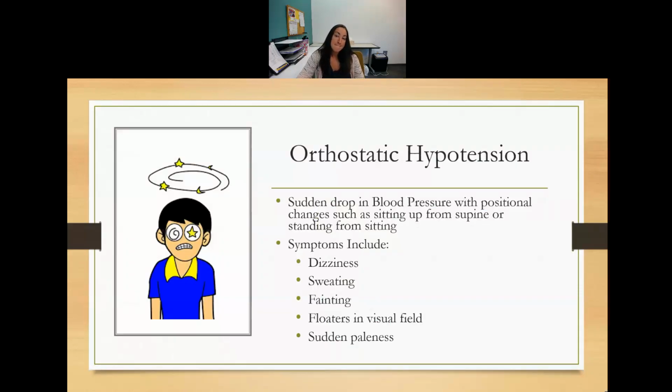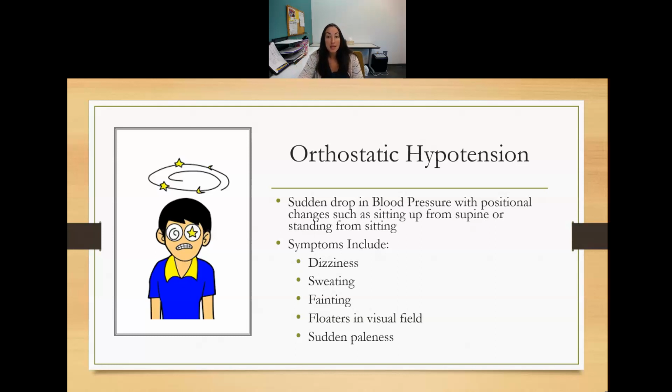Orthostatic hypotension, you guys know about this by now, but it's a sudden drop in blood pressure with a position change. Typically, it's either from supine to sitting or sitting to standing. Symptoms include dizziness, sweating, fainting, maybe some floaters in the visual field, and sudden paleness.